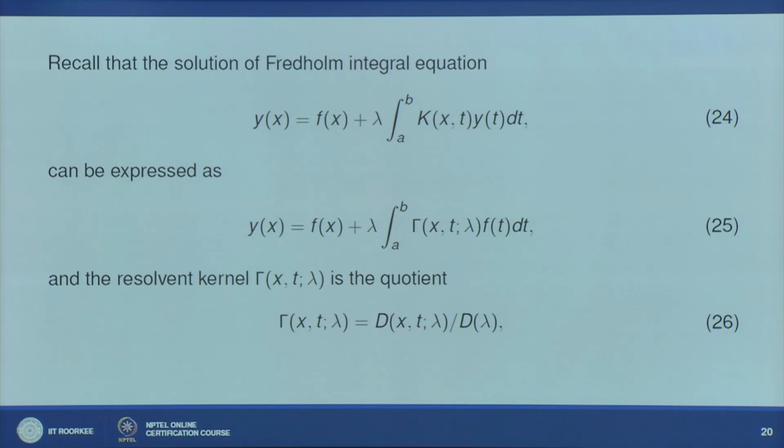This portion we have already discussed for the case when k(x,t) is given in terms of a separable kernel, or we have already solved it by the method of approximation. So here we have seen that the solution is given by this, and gamma x, t, lambda is given by the quotient here. So we have seen D(lambda). The only thing we want to see is whether there exists a resolvent kernel of this kind so that our solution can be written like this.